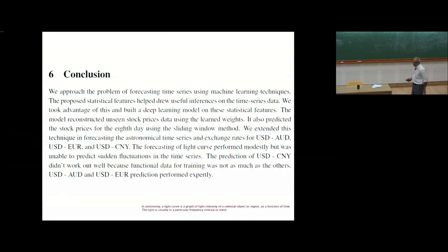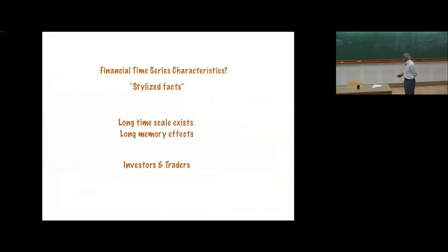And it was also tested, I have not presented this, on astronomical time series, which is what it says here. The forecasting of light curve performed modestly, but was unable to predict sudden fluctuations. The light curve is some astronomical quantity, light intensity of a celestial object or whatever, as a function of time. And so this is what came out of this study of neural network, machine learning plus deep neural network.